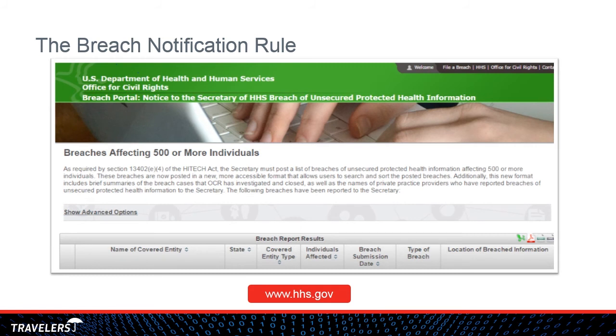The Department of Health and Human Services has a searchable online database of reported breaches affecting more than 500 individuals. These breaches can be searched and viewed publicly. The database includes brief summaries of the breach cases that OCR has investigated and closed, as well as the names of private practice providers who have reported breaches of unsecured protected health information.